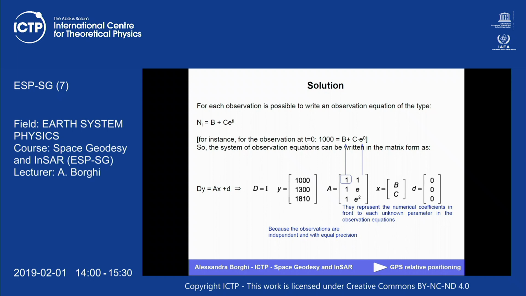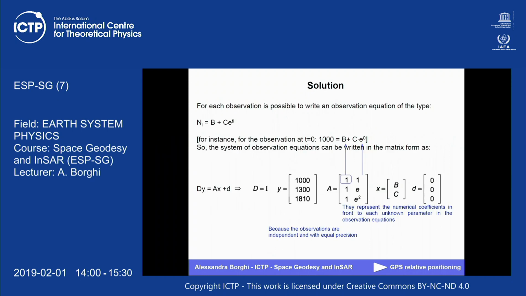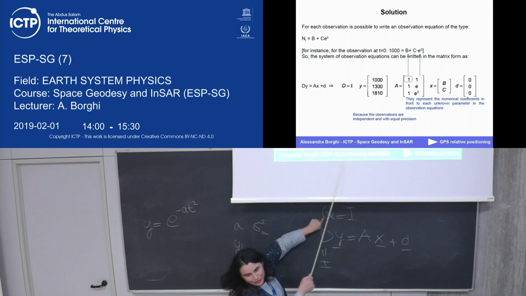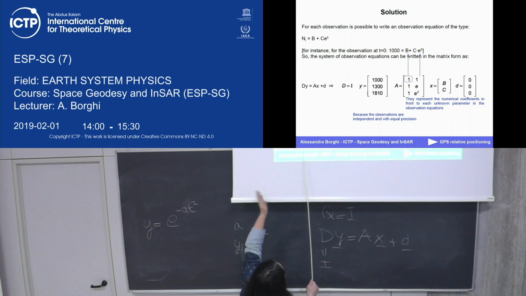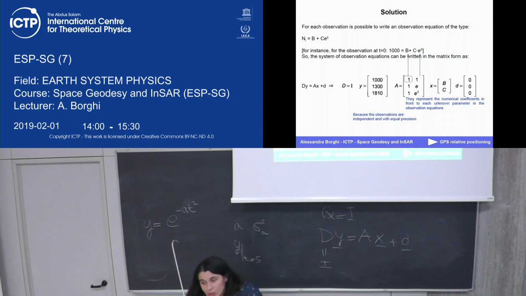I don't know why there is this note, probably I cancelled the fact that Q is equal to the identity matrix. Yes, this is the reason for this note, because I think that for some reason I removed one equation. Q is equal to 1 because the observations are independent and with equal precision.